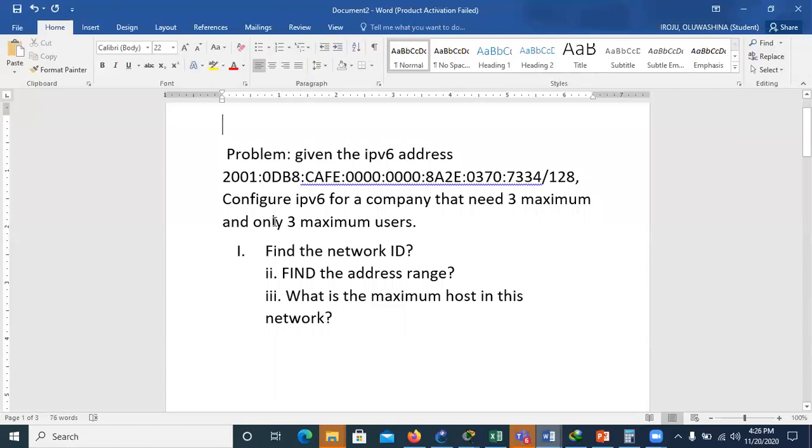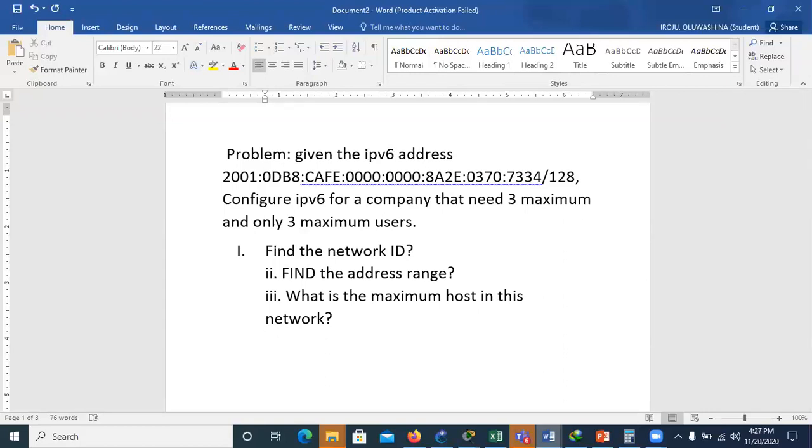Now, the question states to configure an IPv6 address for a company that needs 3 maximum and only 3 maximum users. What should I do? Question 1, find the network ID. Question 2, find the address range. Question 3, what is the maximum host in this network? That is, how many hosts can we have in this network, how many users can use this network? Let's go.